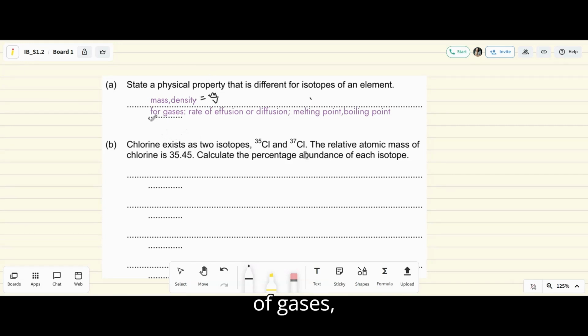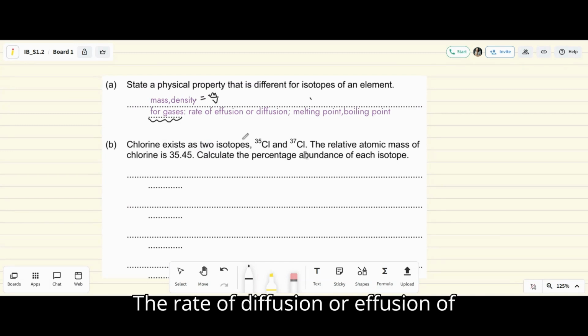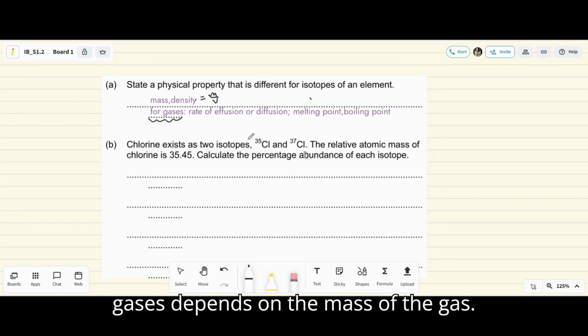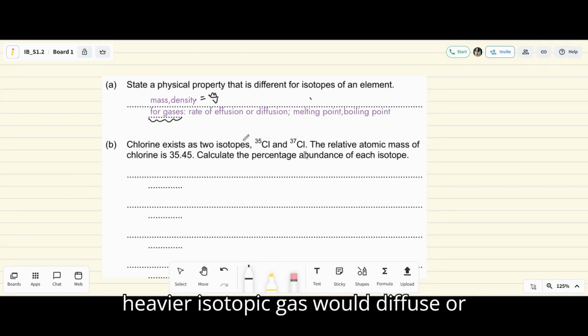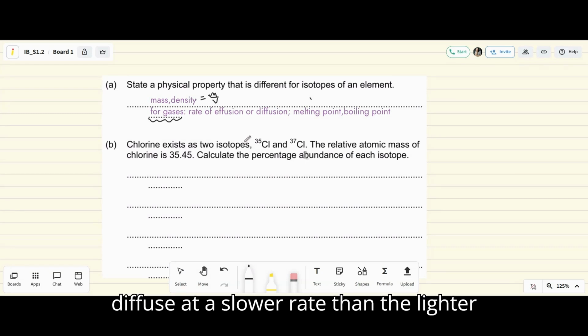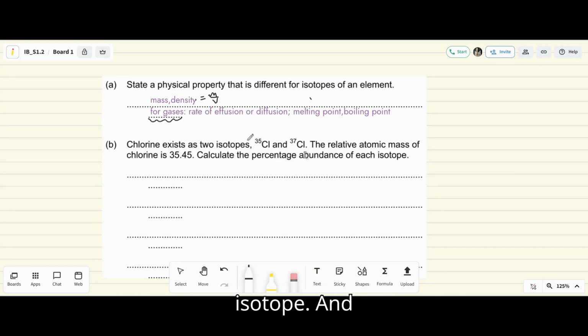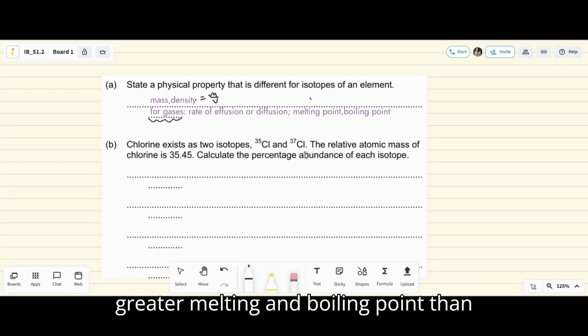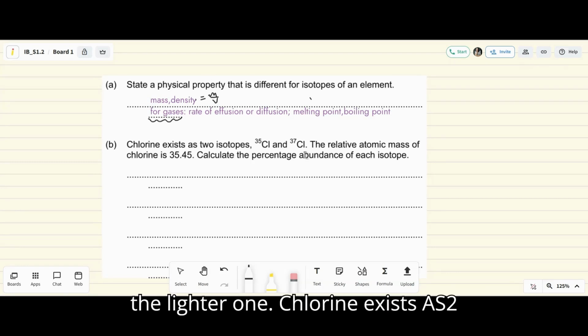And in the case of gases, the rate of diffusion or effusion depends on the mass of the gas. The heavier isotopic gas would effuse or diffuse at a slower rate than the lighter isotope. Since for gases, the only type of intermolecular force is the London dispersion force, and heavier molecules would have higher melting and boiling points, the heavier gaseous isotope would have the greater melting and boiling point than the lighter one.